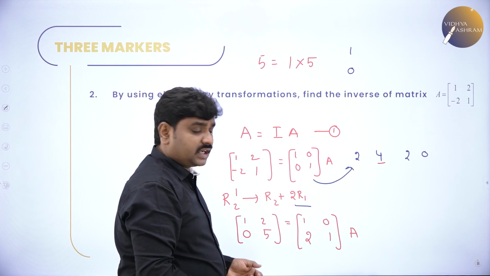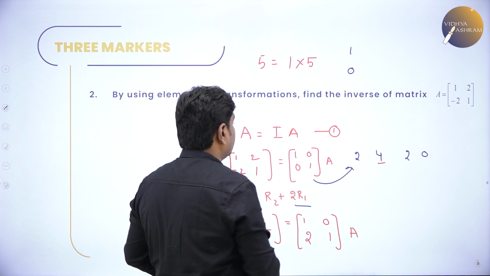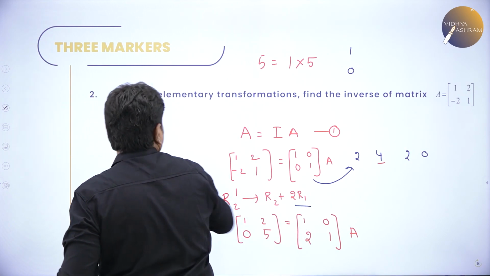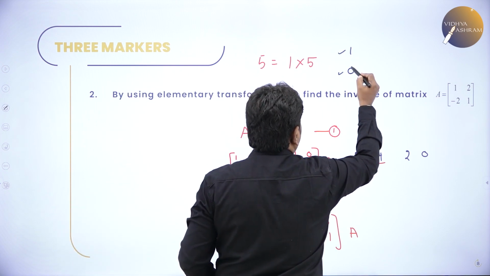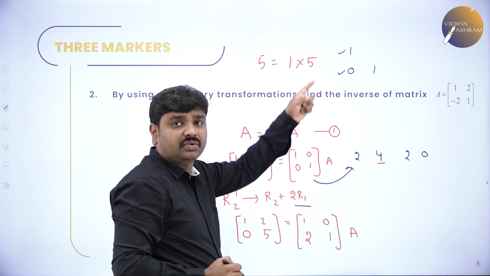Now please observe, we got a target: 1, 0 is there. I want to make this 1. All of you know what identity is. Identity means 1, 0, 0, 1. So here I got 1, 0, and I want 1 in this place.